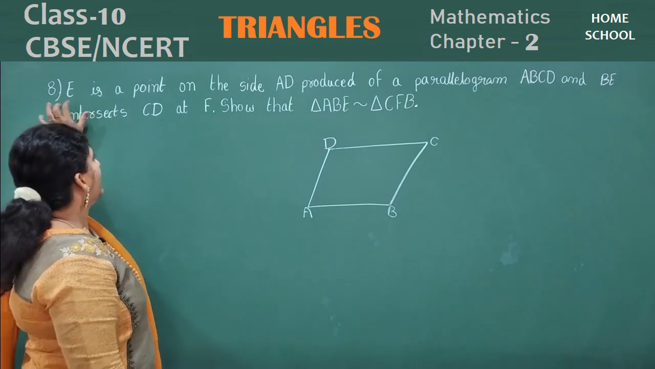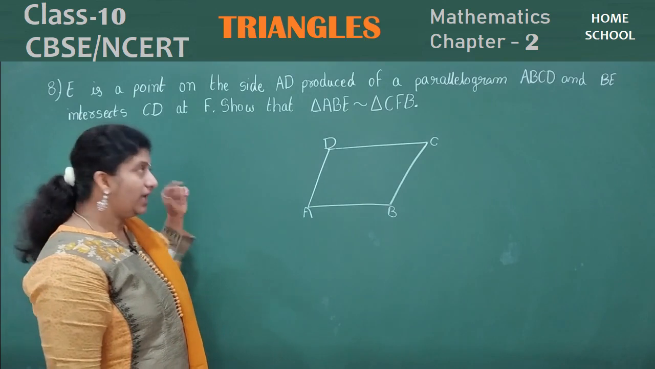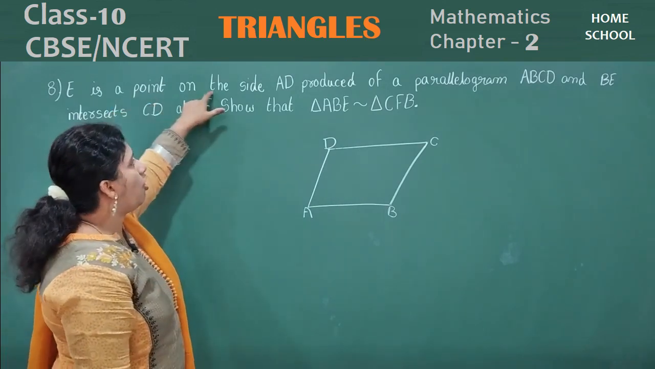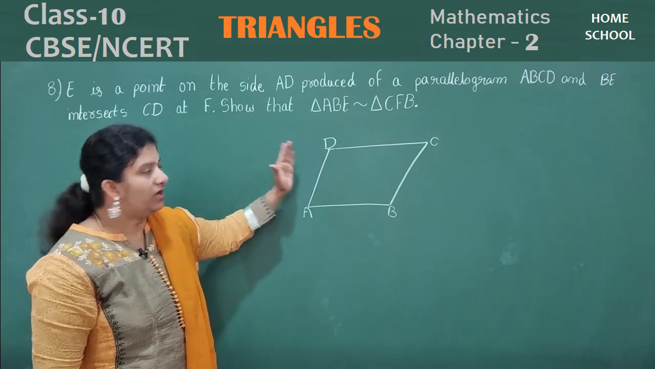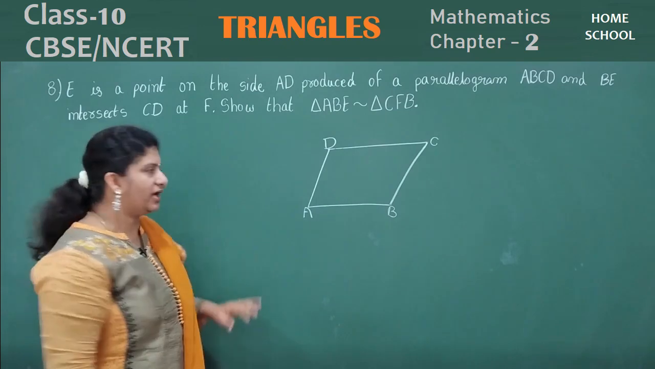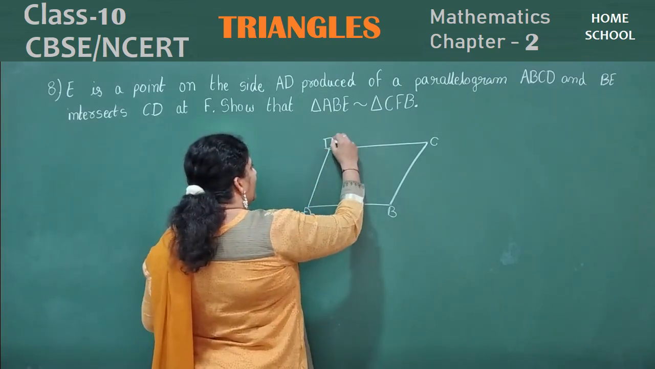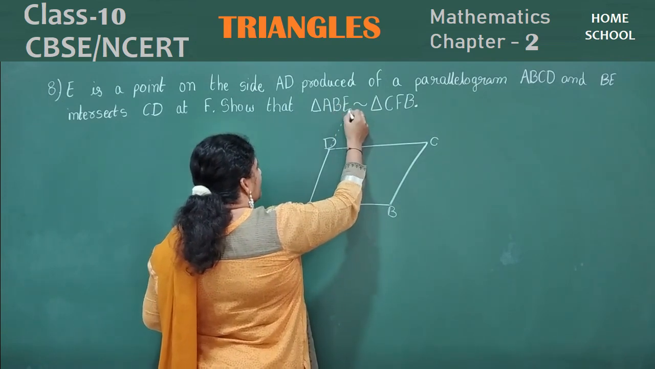Once again, let's read. E is a point. Do we have E anywhere? E is not there. E is a point on the side AD. See, where is side AD? This one, right? On the side AD produced of a parallelogram. This AD line is produced. Okay, let us take here E.